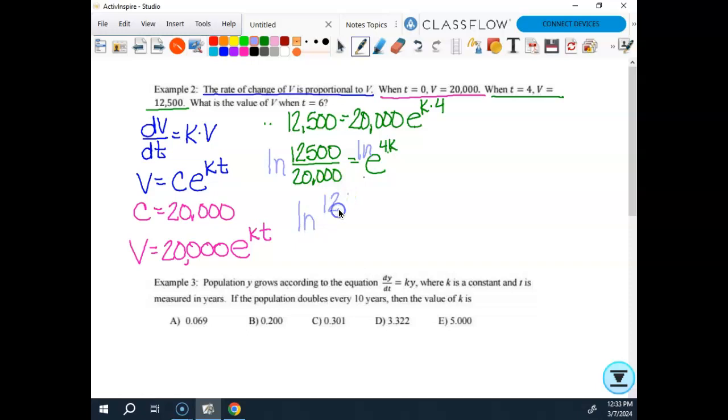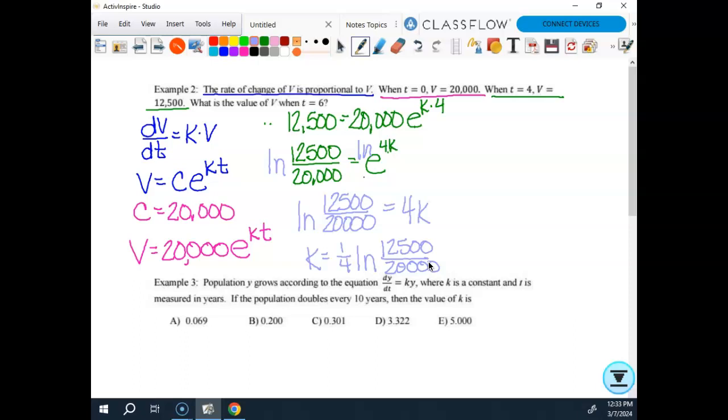So then here I get the natural log, and I'll just go ahead and leave it, of 12,500 here, and then this is equal to what? 4K? Okay. That means that K is equal to 1/4 times the natural log of 12,500 over 20,000. Now, if there were a lot more zeros, I might really make sure I knock off the zeros just because I don't want to not write the correct amount of zeros. That could be a problem.